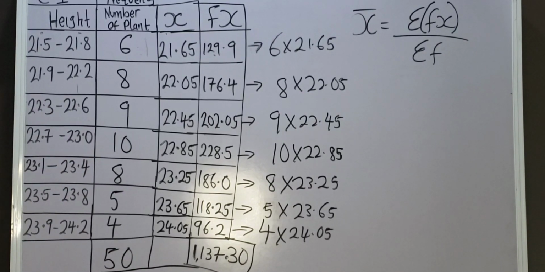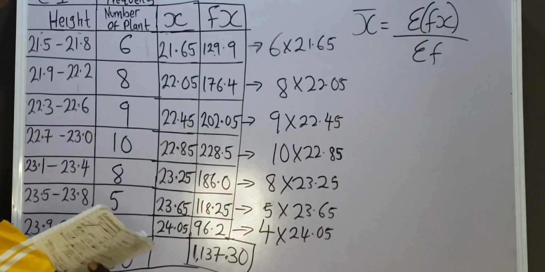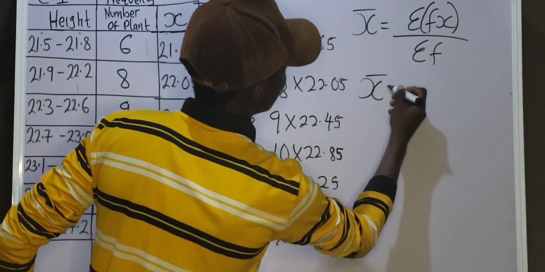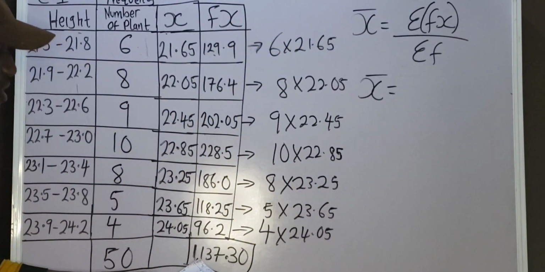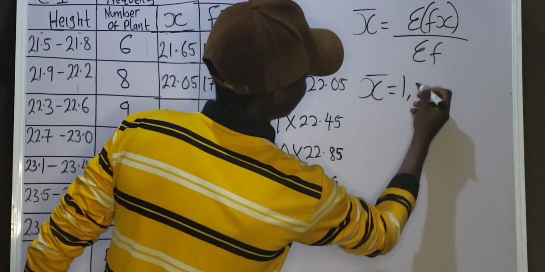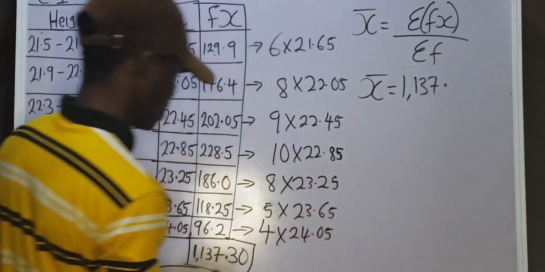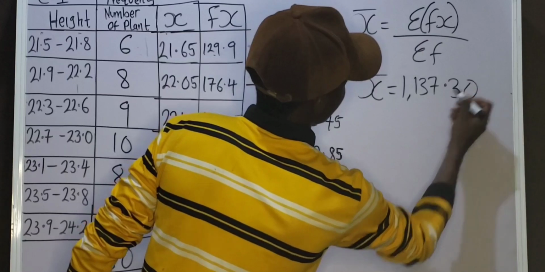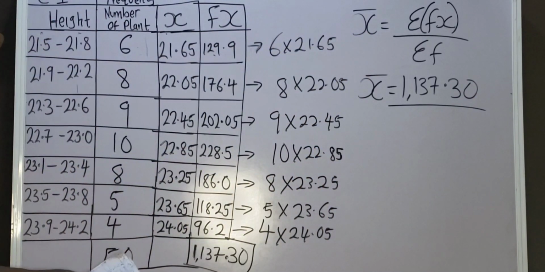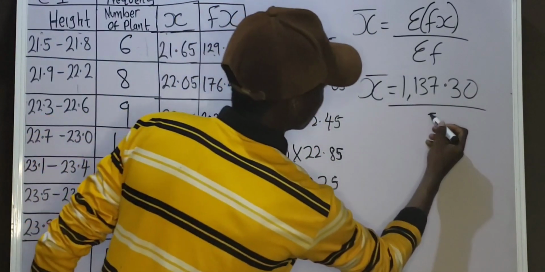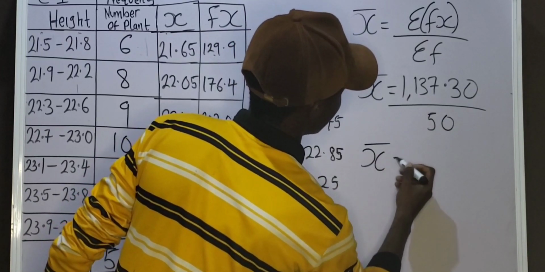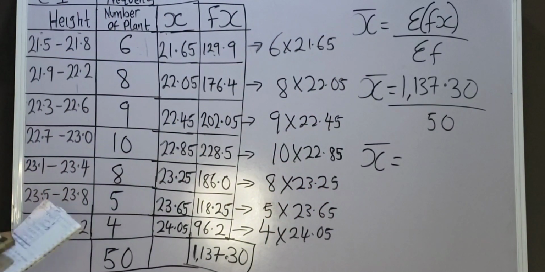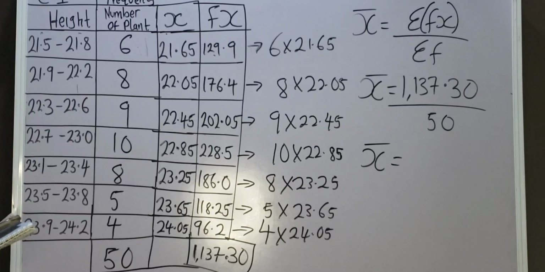So having gotten the summation of fx and the sum of the frequency, we can proceed to use the formula. The formula for the mean, x bar, is equal to summation fx, which is 1137.30, all over summation f. Summation f is what? 50. So the value of x bar here is what? Divide it, and you are going to get 22.746.